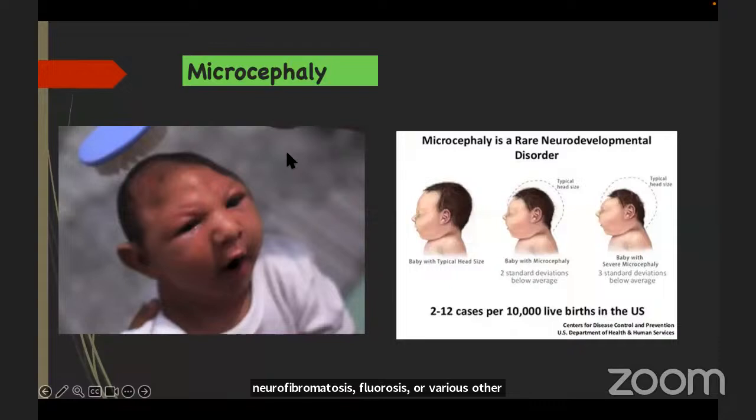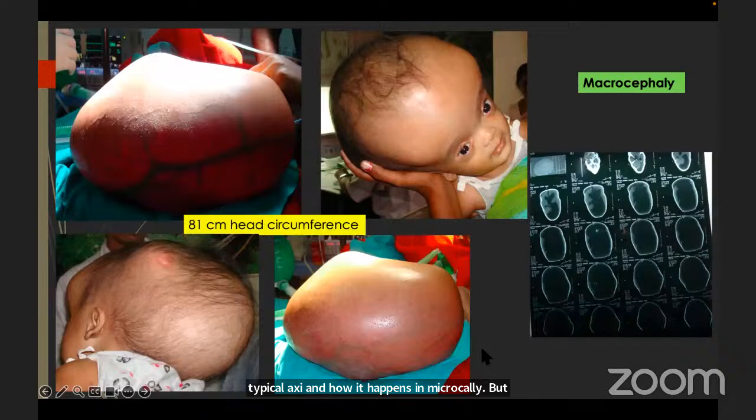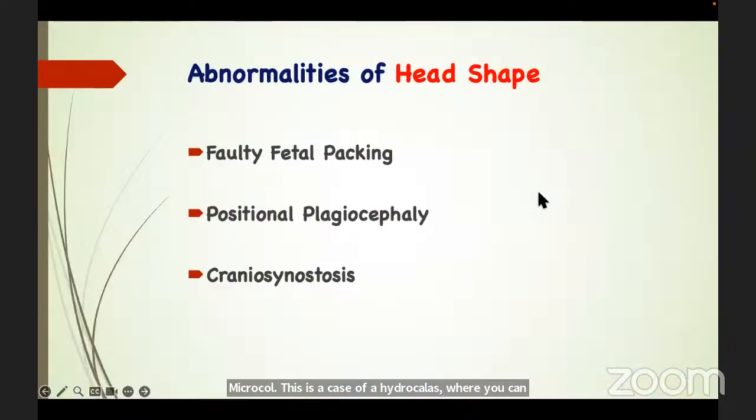This is an example of a microcephaly where you can see the typical head size and how it happens in microcephaly. But they're very rare, 2 to 12 cases per 10,000 live births. Macrocephaly, this is a case of a hydrocephalus where you can see in the transillumination the whole venous system. So you can get macrocephaly like this and various other things.